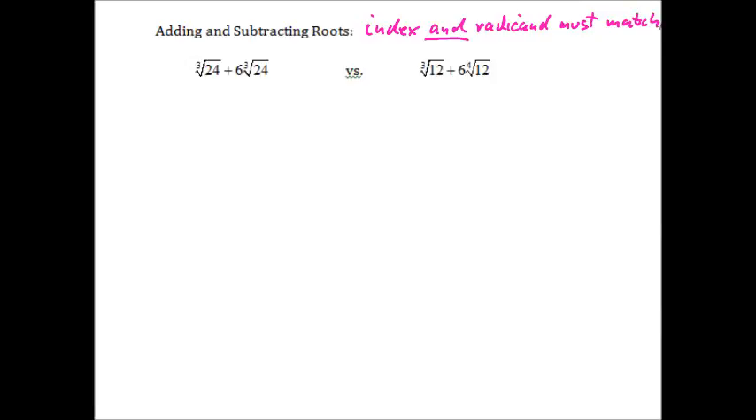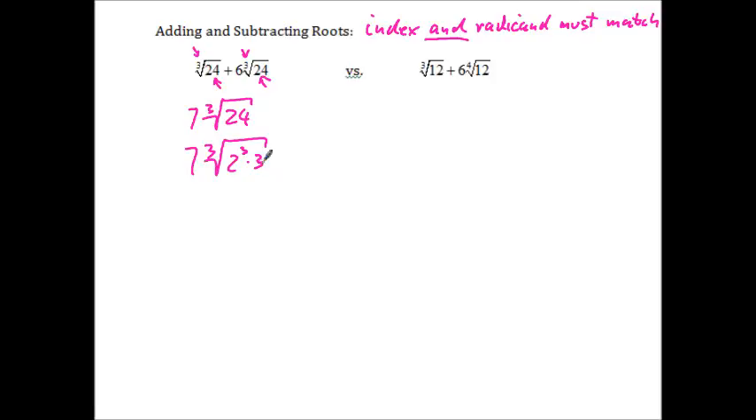In our first example, we have an index of 3 in both expressions and a radicand of 24. So we can go ahead and add these two terms, and we get 1 times the cube root of 24 plus 6 times the cube root of 24. That's 7 times the cube root of 24. And 24 broken down into its factors is 2 cubed, which is 8, times 3. 8 times 3 is 24. And again, you can do this by breaking your 24 down into a factor tree.